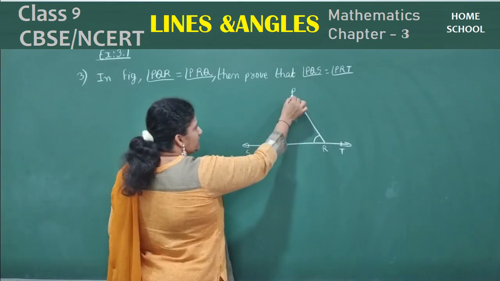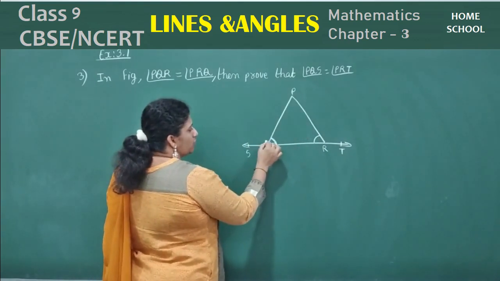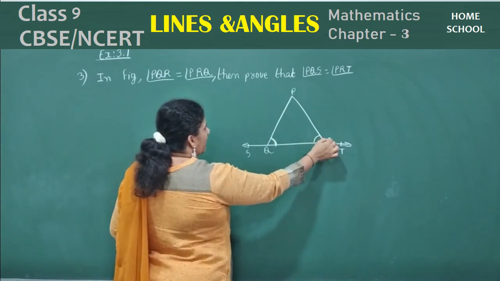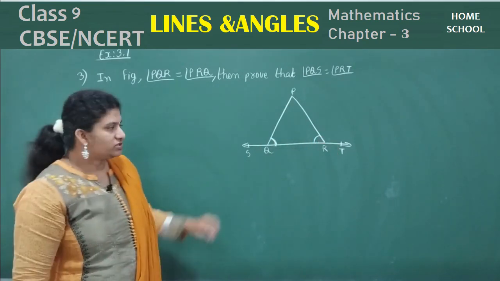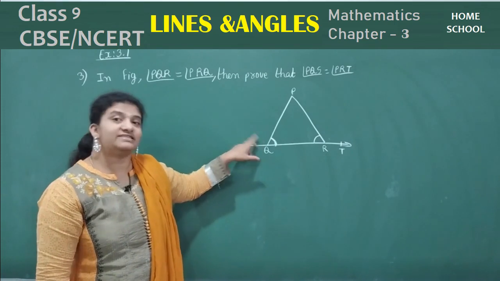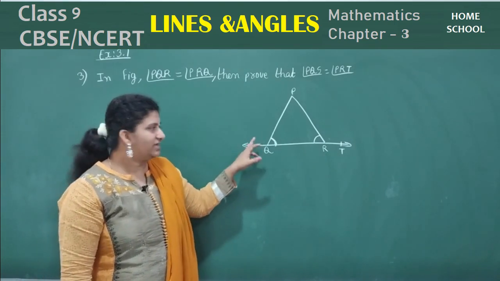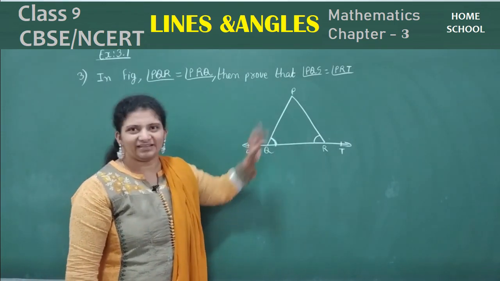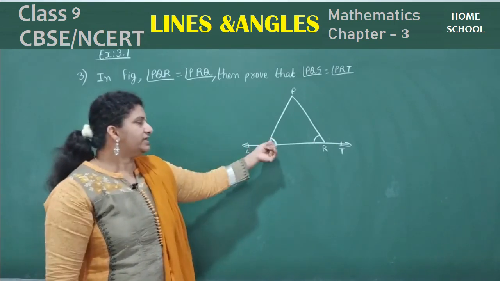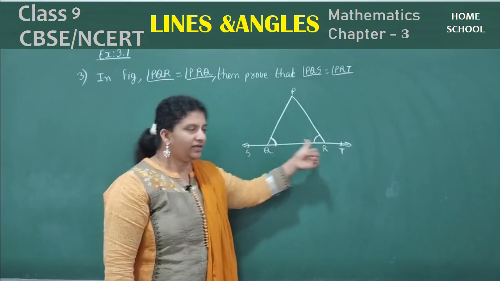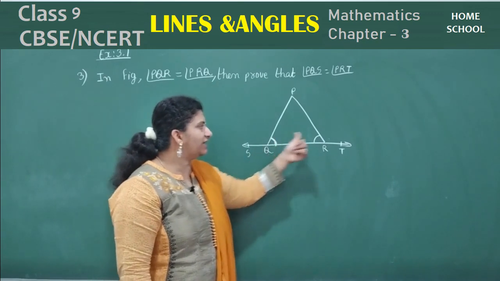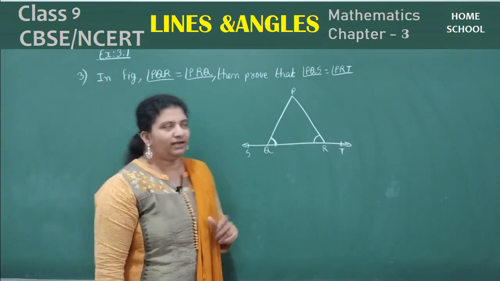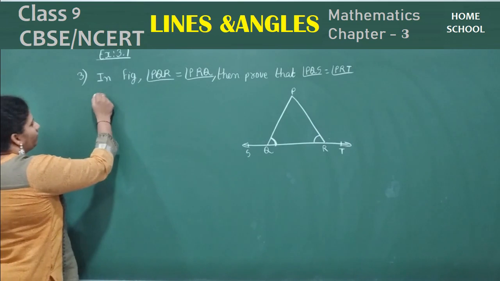Where is PQS? PQS. Oh, this one is equal to angle PRT. You need to prove. So what are these? These are exterior angles of the triangles. These are interior angles, right? Now, this angle equal to this angle given, and you need to prove this angle equal to this angle. Right? Let's start here. How to do?